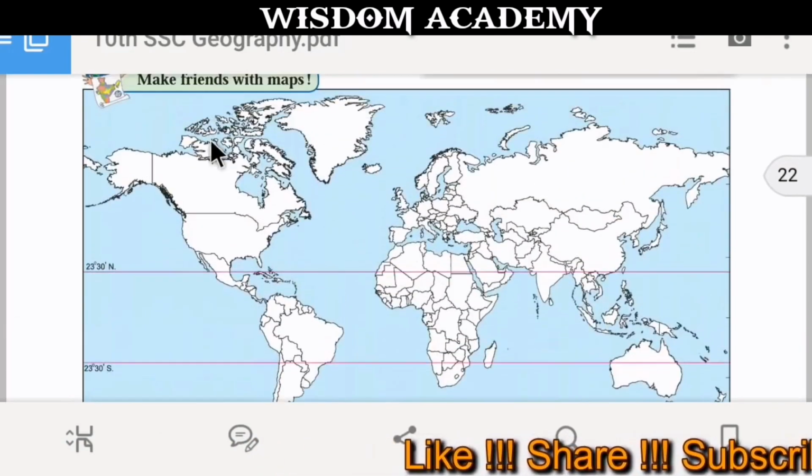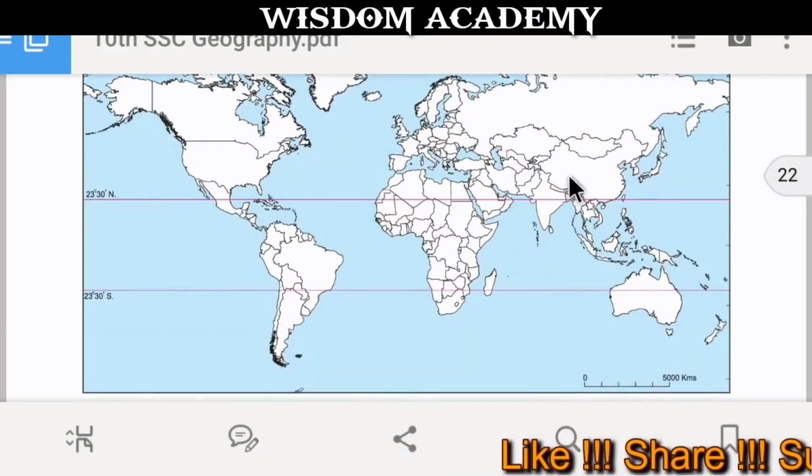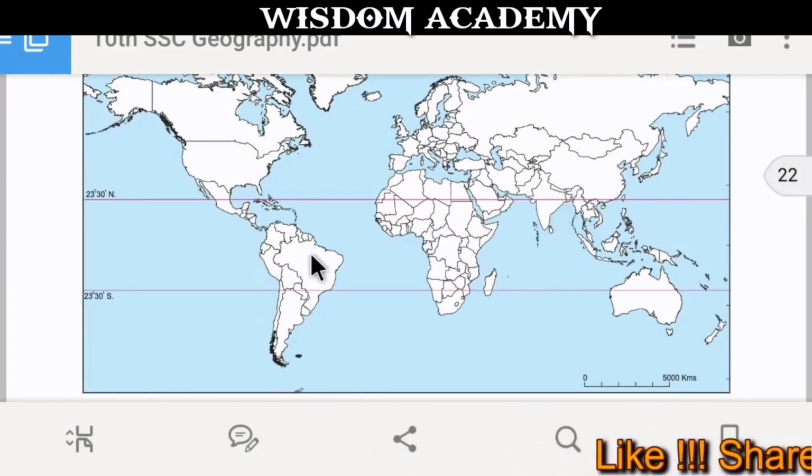So this is the world map. Here we are having India and here we are having Brazil. So India से ट्रॉपिक ऑफ कैंसर पास होता है और ब्राजील से ट्रॉपिक ऑफ कैप्रिकॉर्न पास होता है. इन मिडिल वी आर हैविंग इक्वेटर. यहाँ इक्वेटर है. सो इक्वेटर भी ब्राजील से पास होता है.